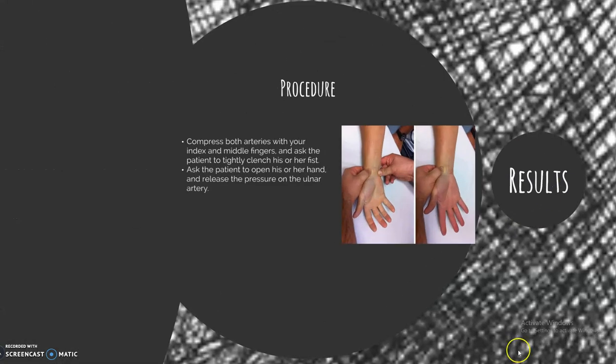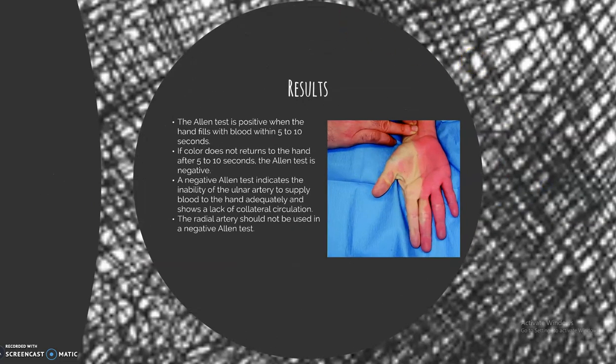So the procedure is described in detail in your book, but we're going to compress both arteries with your index and middle fingers and ask the patient to tightly clench his or her fist. Ask the patient to open his or her hand and release the pressure as shown here. We would not use the thumb as shown in this picture. Release the pressure on the ulnar artery. The Allen test is positive when the hand fills with blood within 5 to 10 seconds.